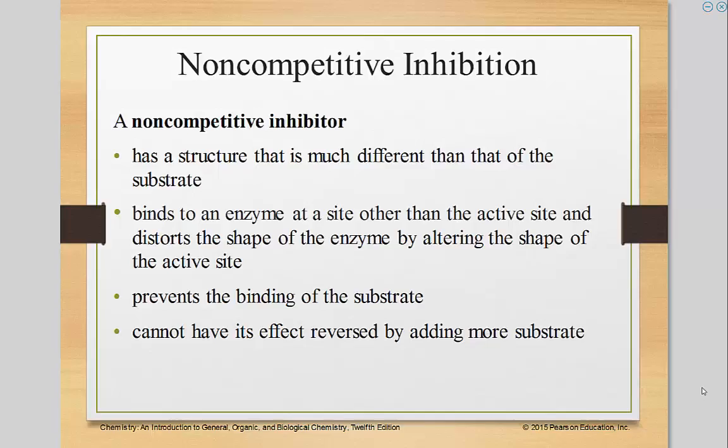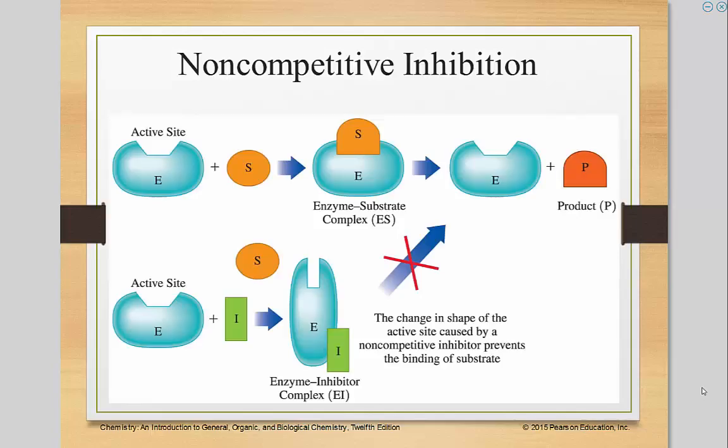A non-competitive inhibitor has a structure that is much different than that of the substrate. It binds to the enzyme at a site other than the active site. So the competitive binds at the active site, and the non-competitive binds somewhere else on the enzyme. It ends up changing the shape of the enzyme by altering the shape of the active site, and it prevents the binding of the substrate. It cannot have its effect reversed by adding more substrate. So adding more of the reactants isn't going to help.